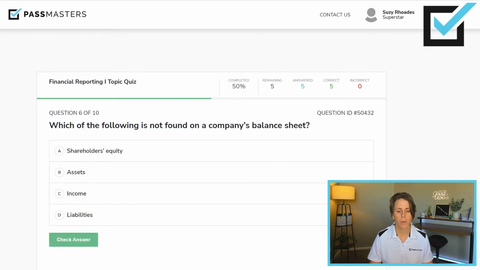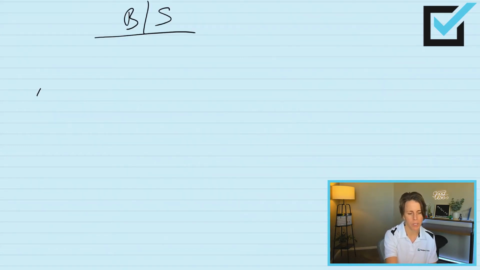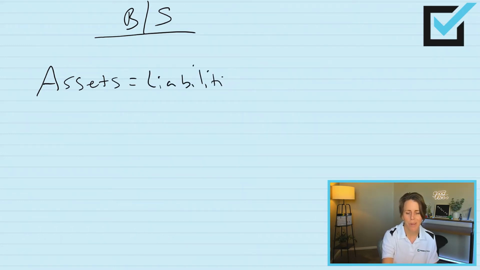Which of the following is not found on a company's balance sheet? So let's just review here for a second. You know me, I always like to write things down. So when we're talking about the balance sheet, the equation is assets equals liabilities plus owner's equity.